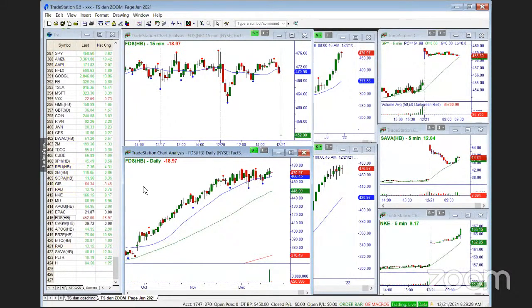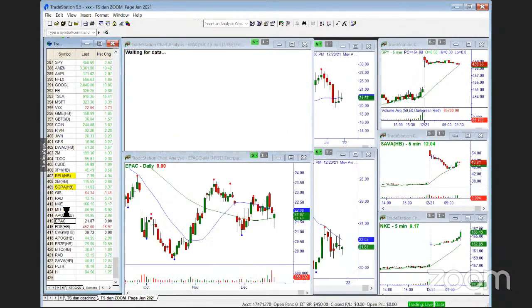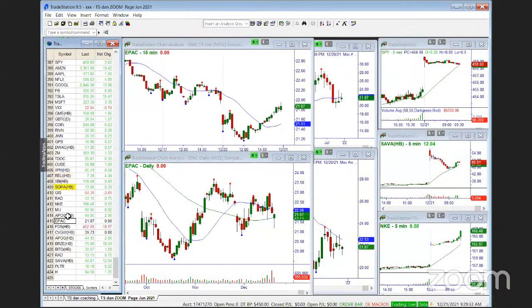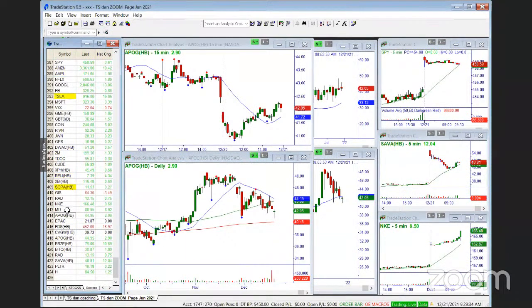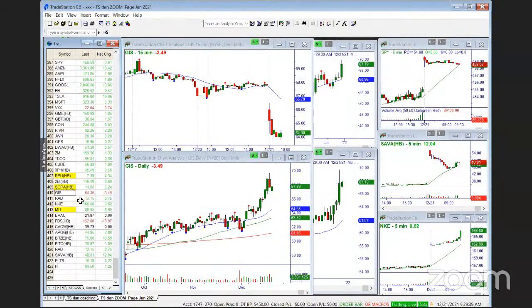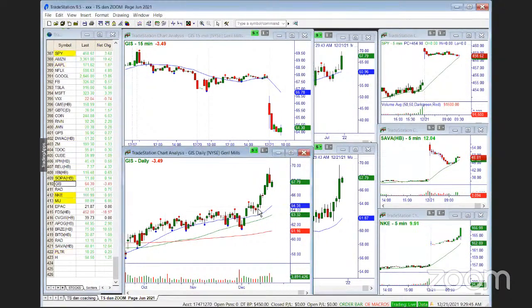FDS. EPAC, no pattern. MU, we just looked at, 64. It's getting smacked right back down to here. So this entire advance is going to be an ugly tail on the weekly. But there's no pattern.